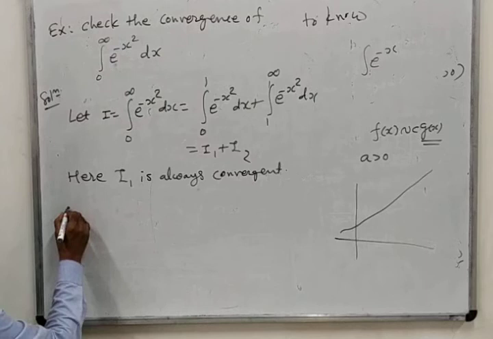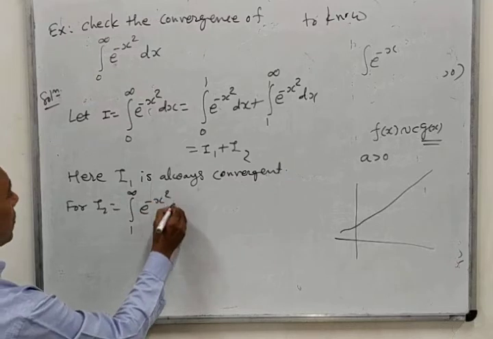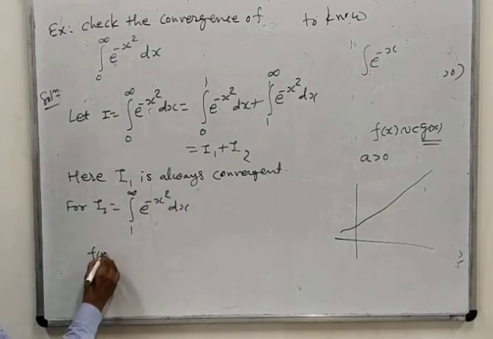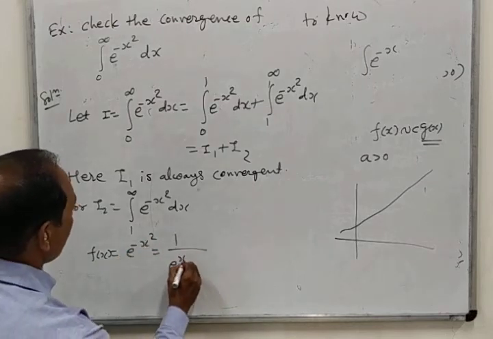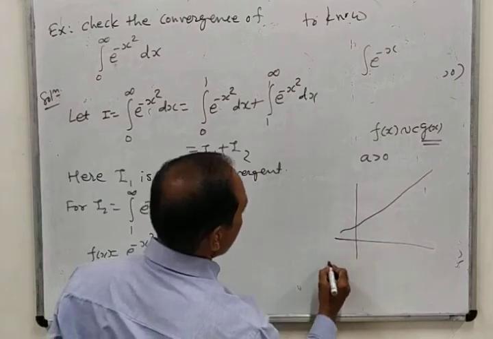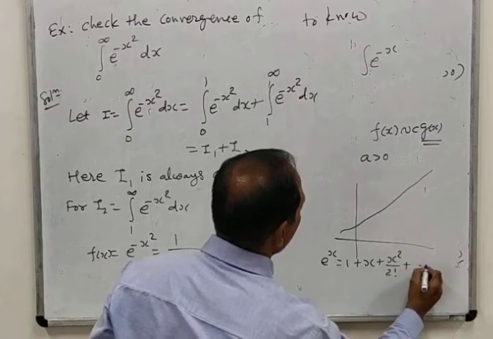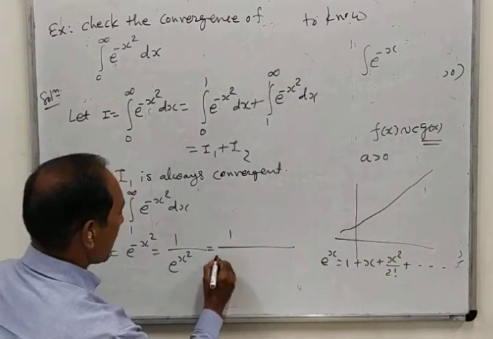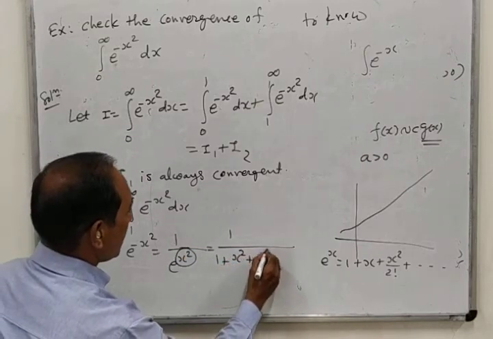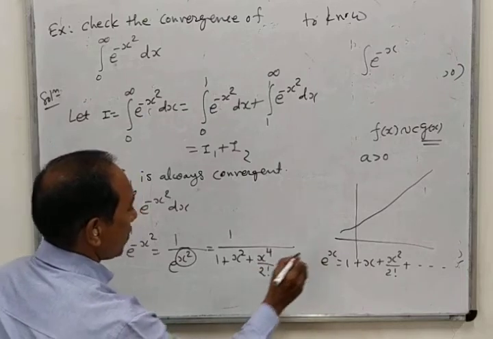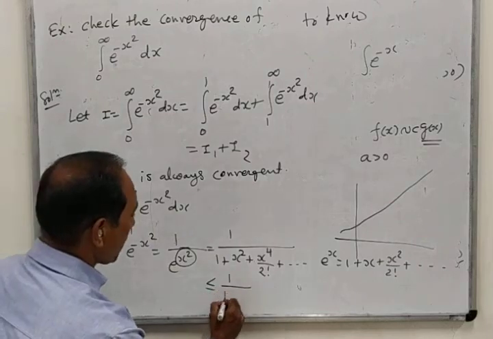So now we are checking I2. To do this, we want to use the comparison test. So f of x equals e raised to minus x square, which is 1 upon e raised to x square. And we know the series of e raised to x is 1 plus x plus x square by 2 factorial plus x cube by 3 factorial plus so on. Here x is x square, so it becomes 1 plus x square plus x raised to 4 by 2 factorial plus dot dot dot. So we know that this is less than or equal to 1 upon 1 plus x square.